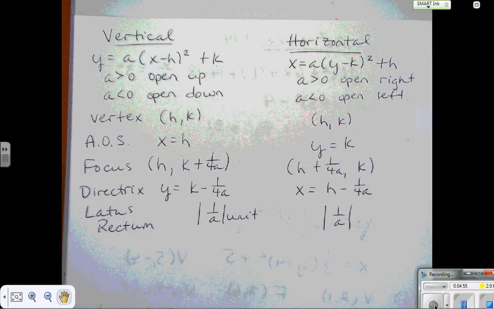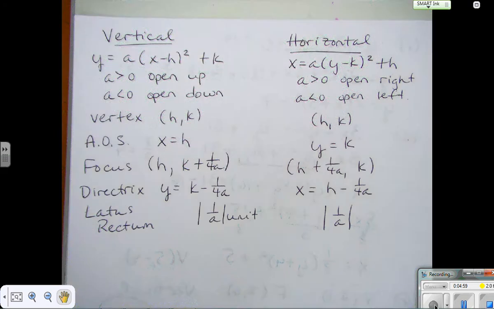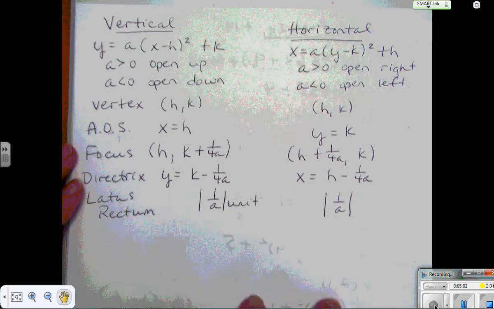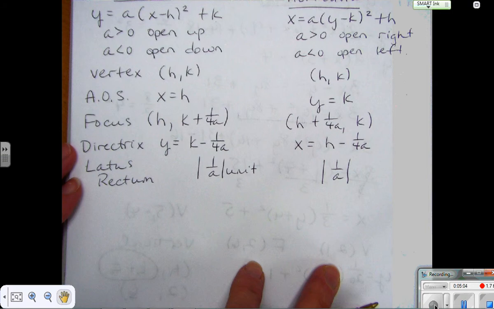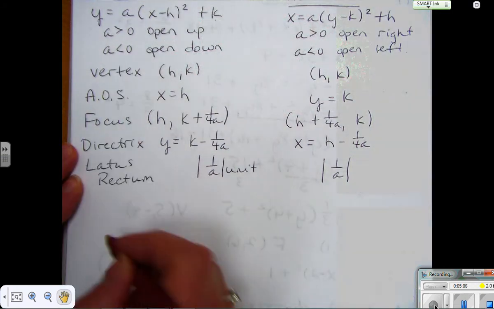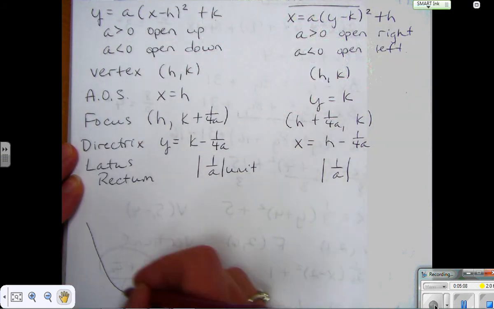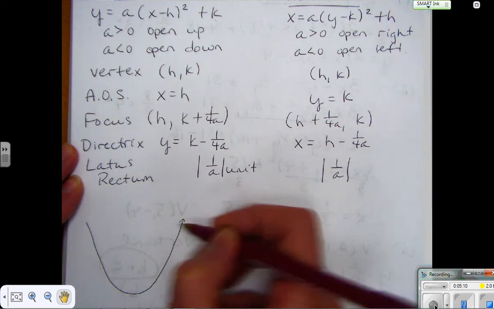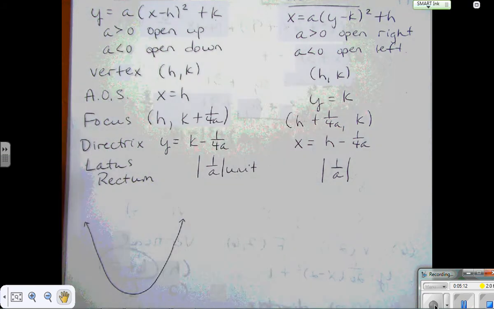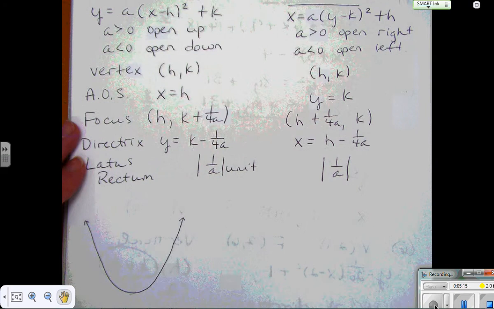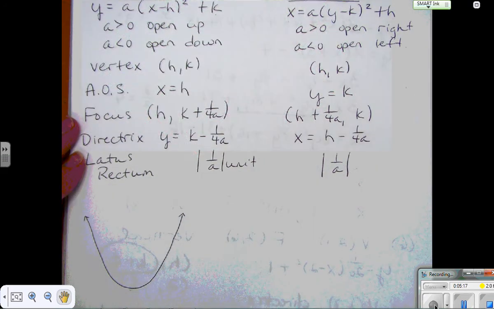Okay, so I want to go over the parts now. I'm going to scoot this up a little bit. You guys ready? Not very far, just a little bit. So for your vertical parabola, you have something like this. And the sides, I tried to make sure that they're going out. They're getting wider as the parabola goes up.